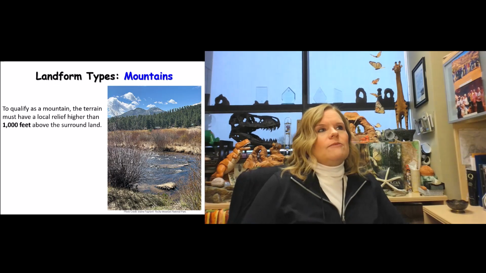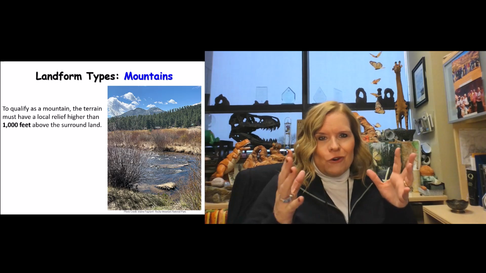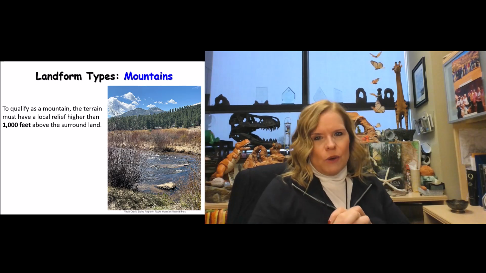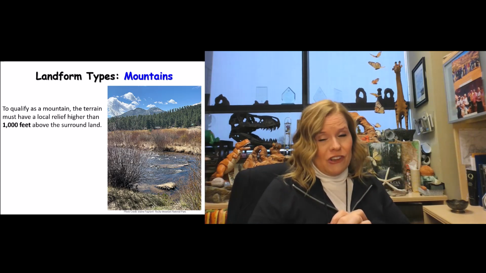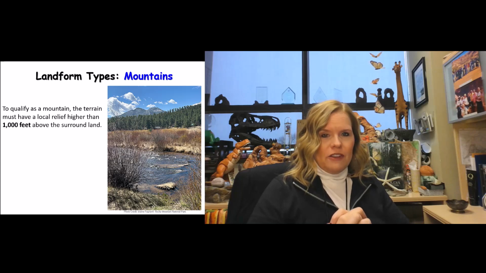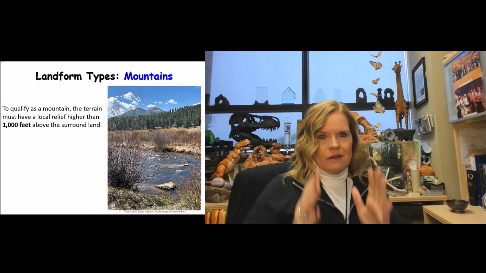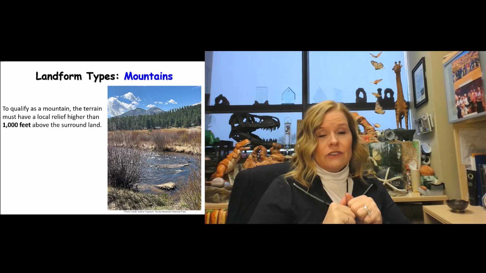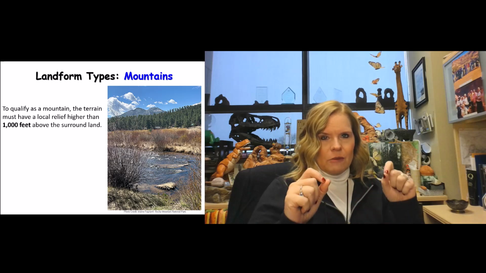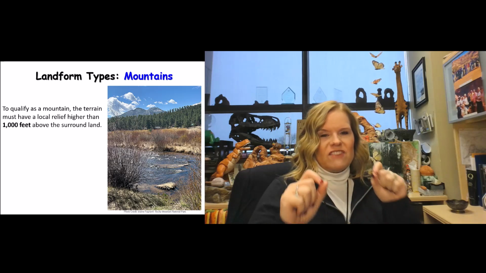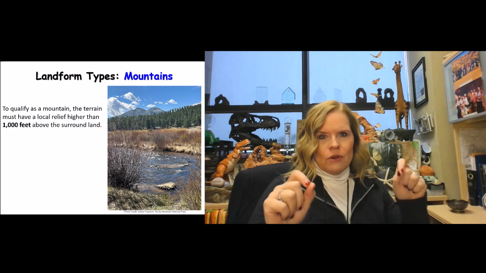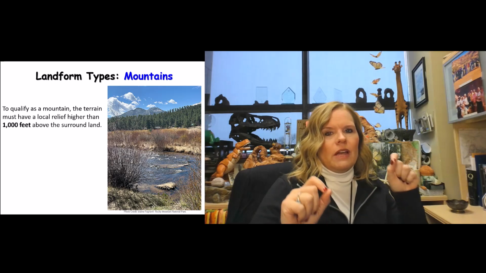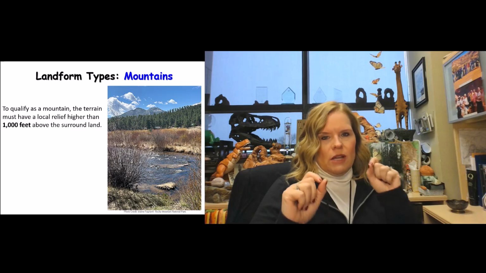So moving away from some of these landforms you've learned about already, we're going to graduate into bigger items, such as mountains. While this may seem obvious, mountains have to have a certain immediate topography change from the surrounding landscape to qualify, and that magic number is 1,000 feet. If you don't hit that magic number, it's not going to be a mountain. It's a really big hill.